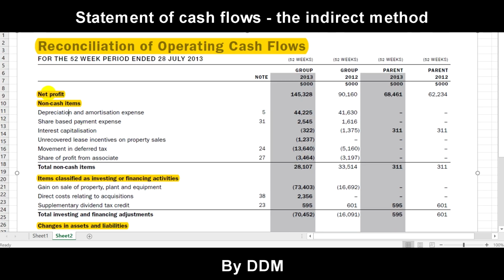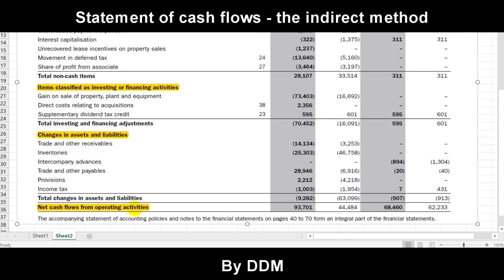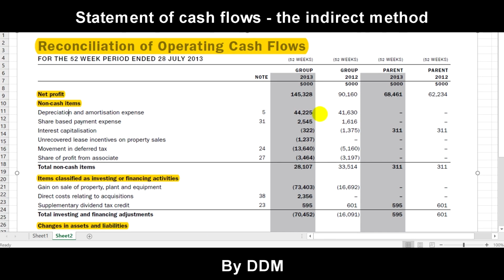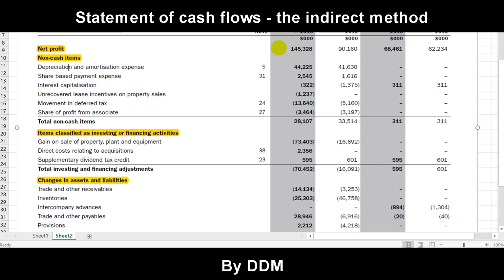Basically, we start from net profit. We take into account the non-cash items, items classified as investing or financing activities, and changes in assets and liabilities, and we get net cash flows from operating activities. So from this net profit, after we add some numbers and subtract some numbers, eventually we get the net cash flow from operating activities. For example, from the net profit, we subtract the increase in trade and other receivables.